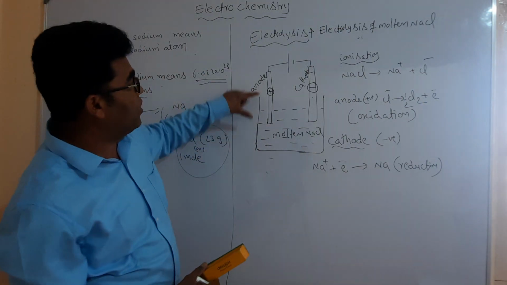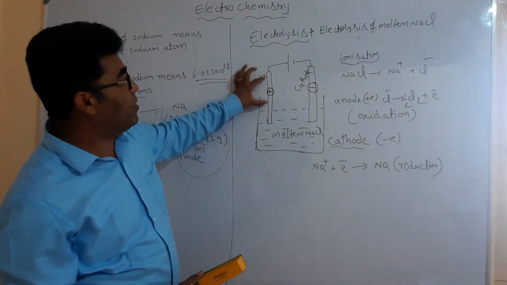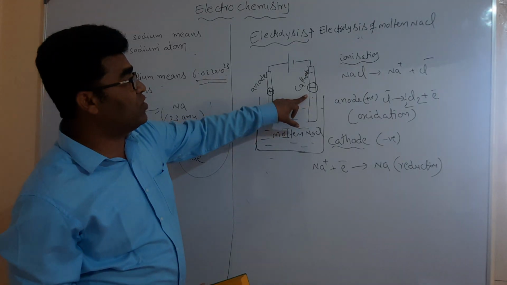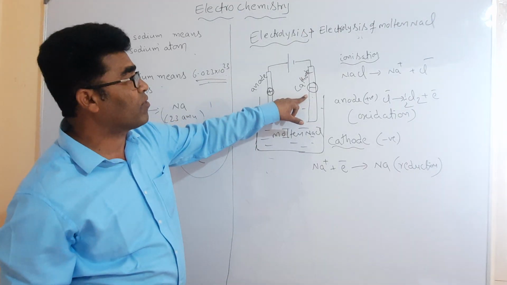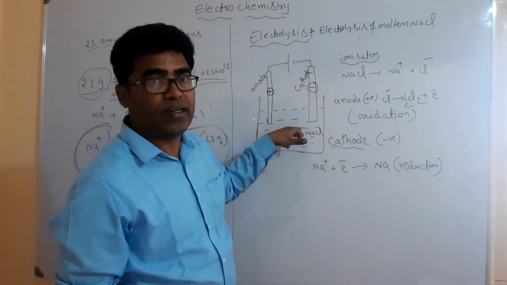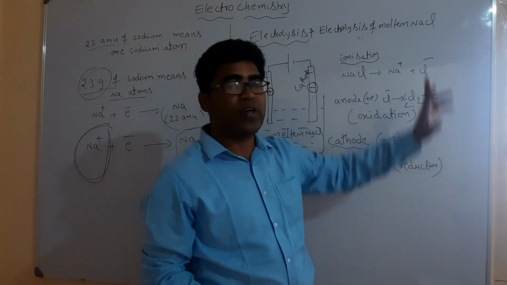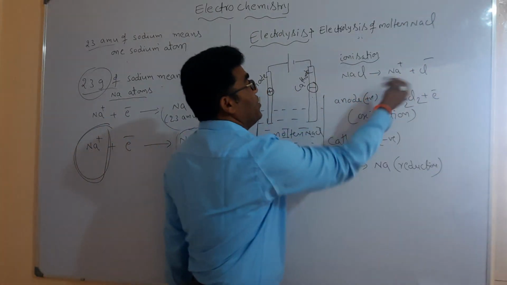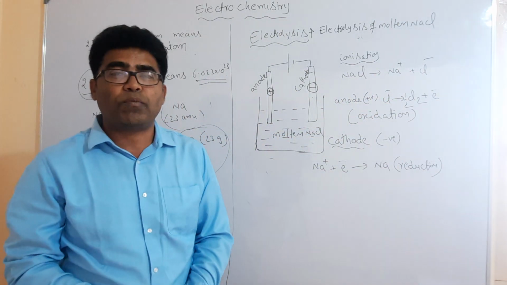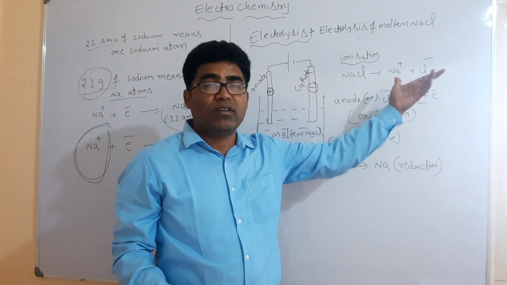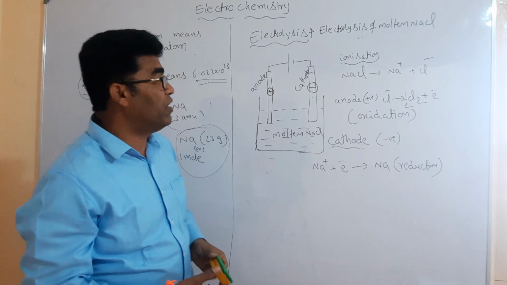Now you observe here, this is a positively charged rod and this is a negatively charged rod. Because of electricity, NaCl splits up into Na plus and Cl minus. This is called ionization. The process of splitting of an electrolyte into ions is called ionization.